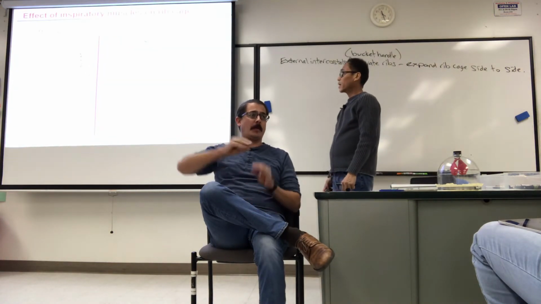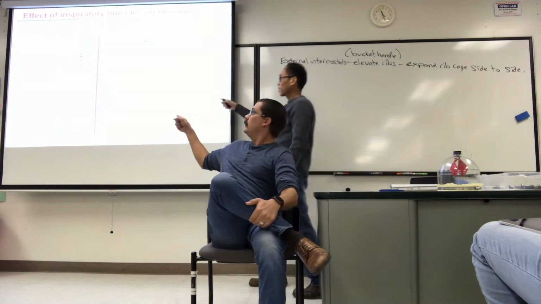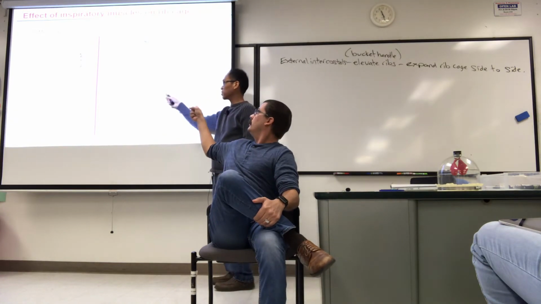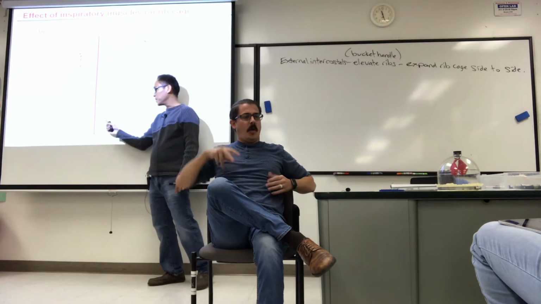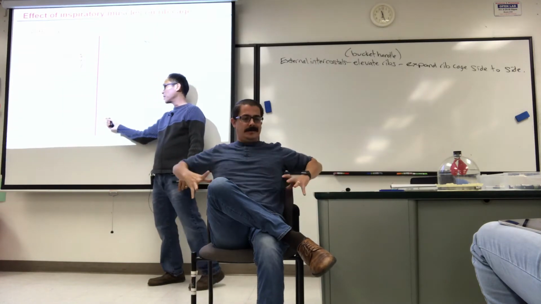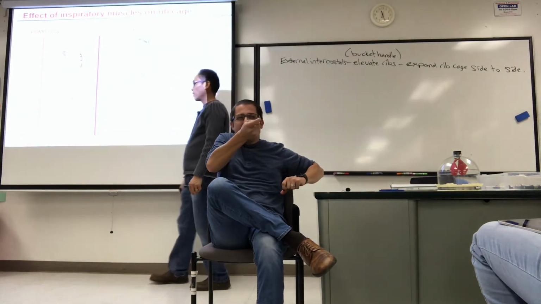Now if you look at the next slide, it shows the bucket handle movement. Like right there, these ribs, this set of ribs, just lift them up a little bit. And if you look at it from the overhead view, it's easy to see that you're expanding the chest cage just a little bit laterally.